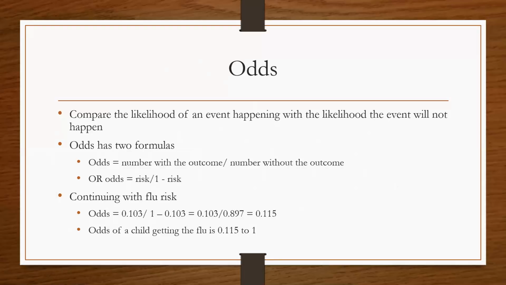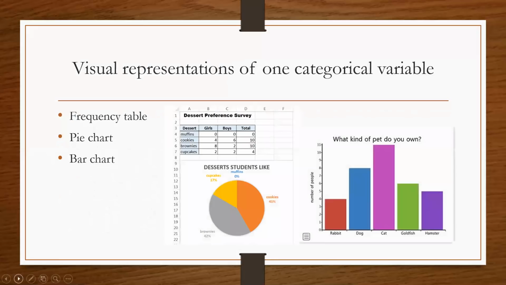So if we're continuing with the example from the last slide, odds equals 0.103 divided by 1 minus 0.103, or in this case, 0.103 divided by 0.897, which is equal to 0.115. So the odds of a child getting the flu is 0.115 to 1. I hope that makes some sense.